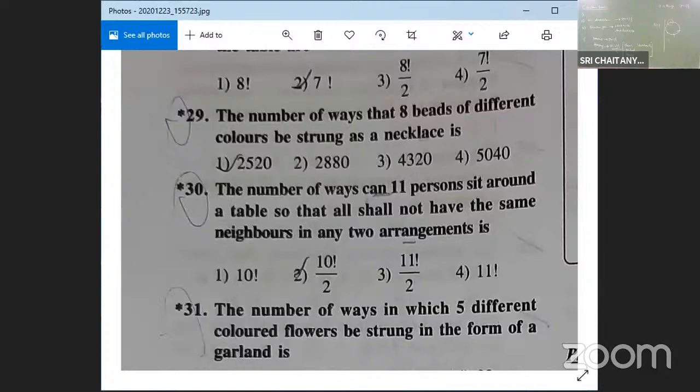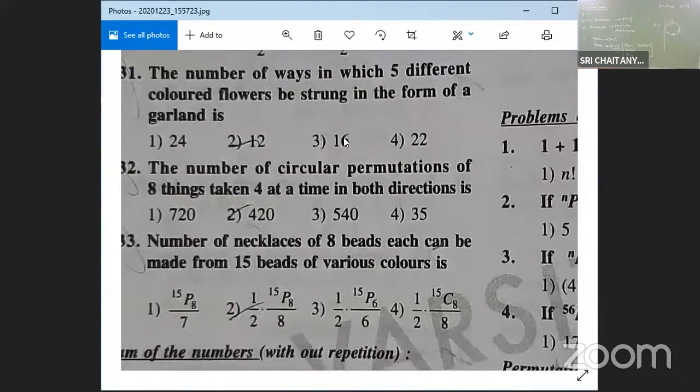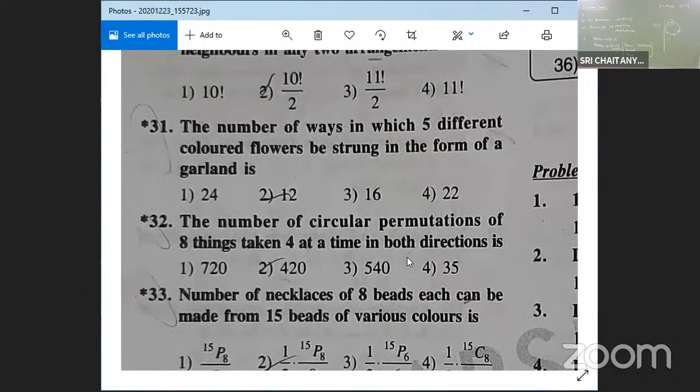Right? So, n is equal to 11. n minus 1 factorial by 2 is equal to 10 factorial by 2.